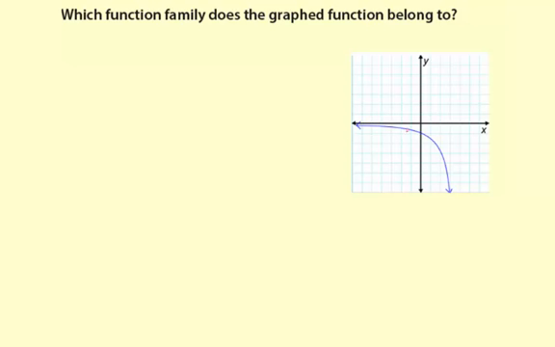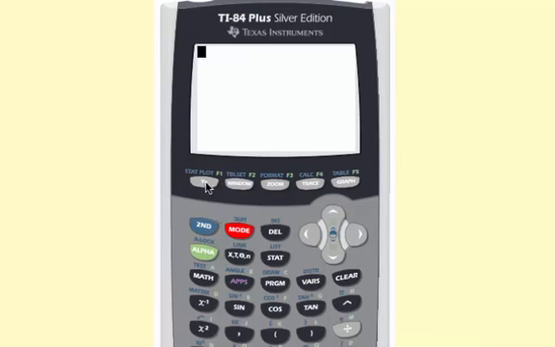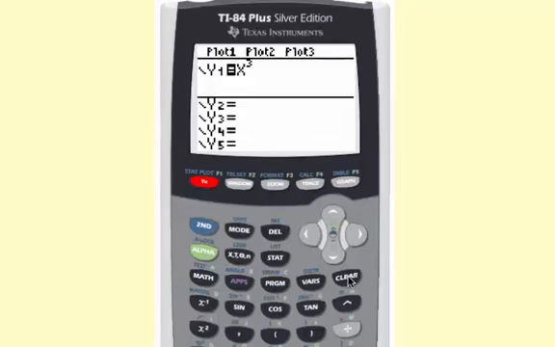Well, just to confirm, I'm going to graph an exponential function and compare. Okay, so I'm going to go to y equals, and I'll clear out the function that's in there. Now an example of an exponential function would be 2 to the x power. So I'll put 2, the exponent, and the variable x is in the exponent. That's what makes it exponential. And then I'll go ahead and graph that.